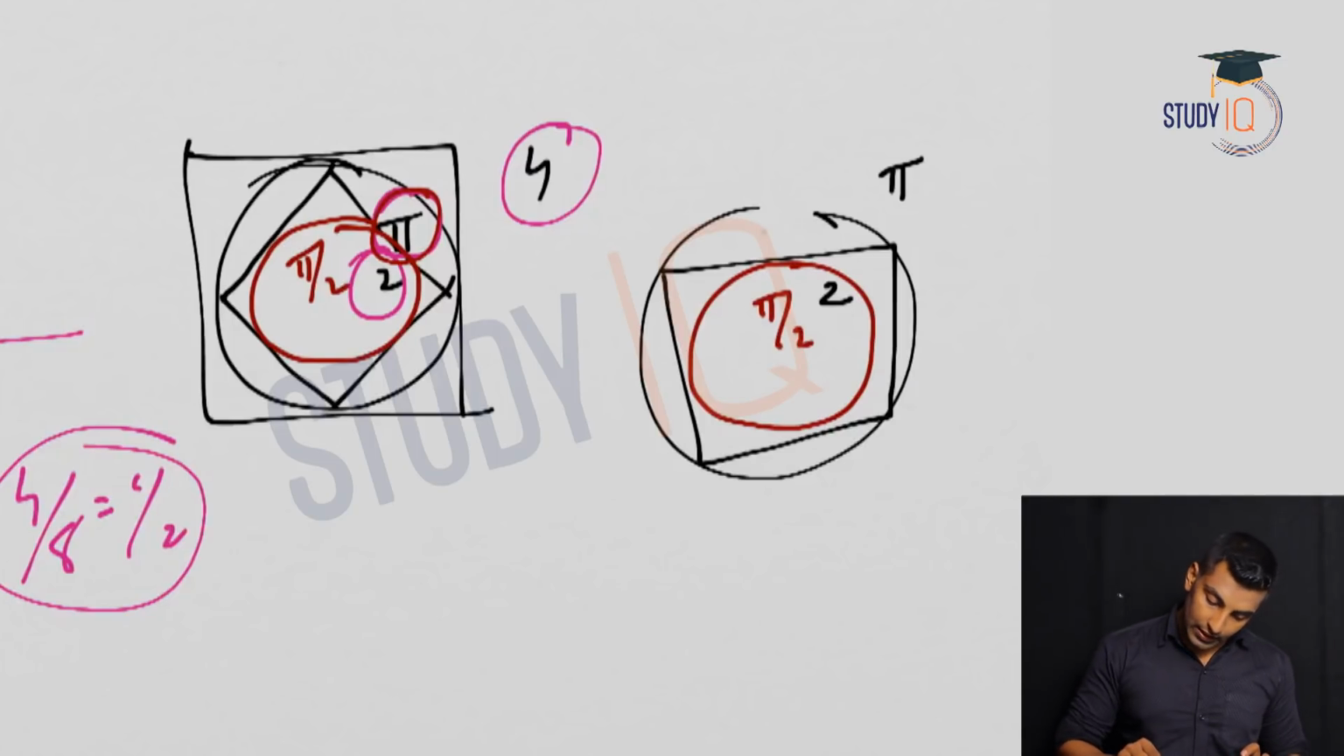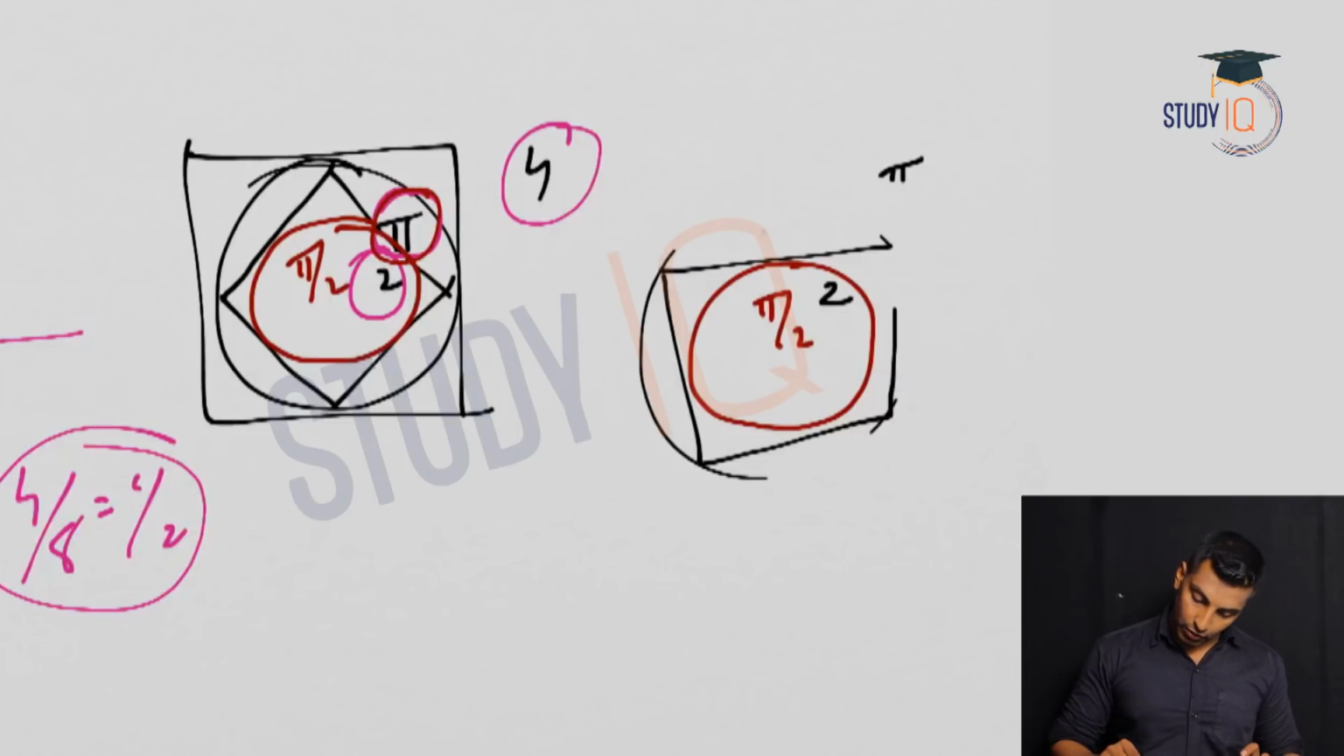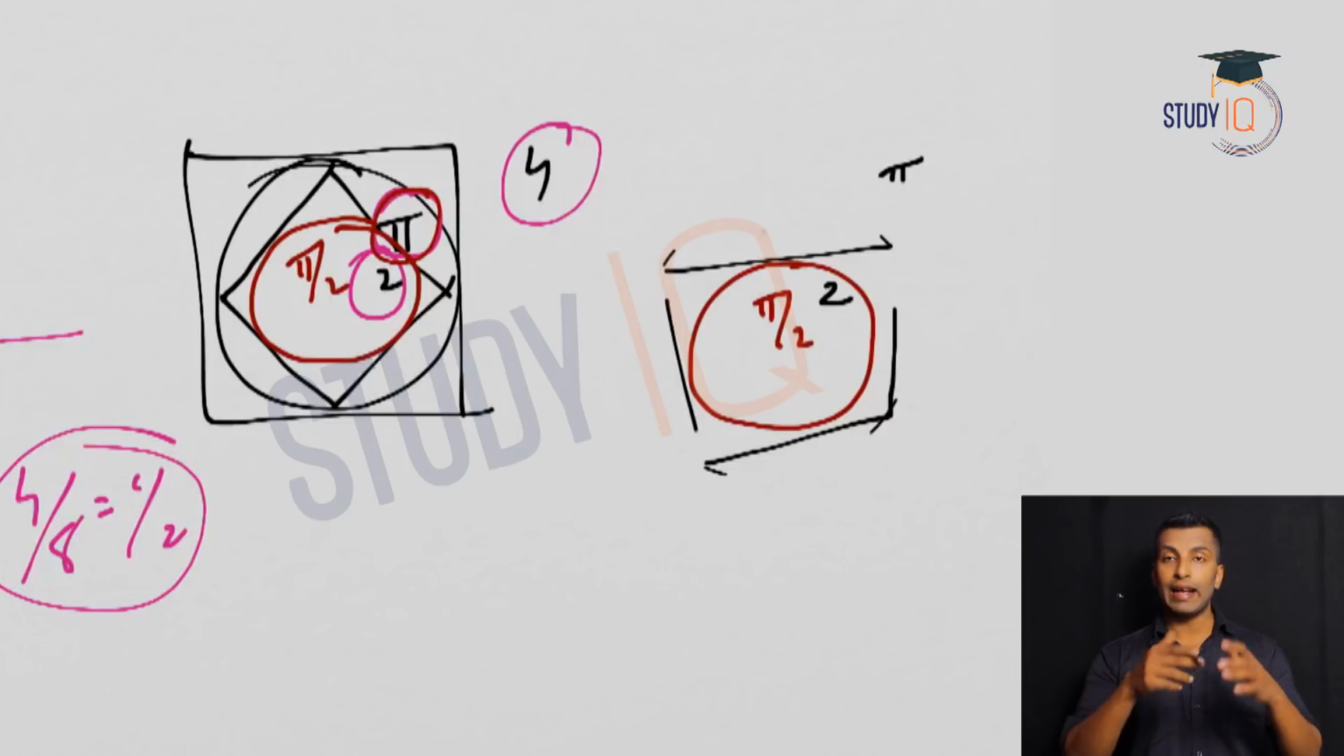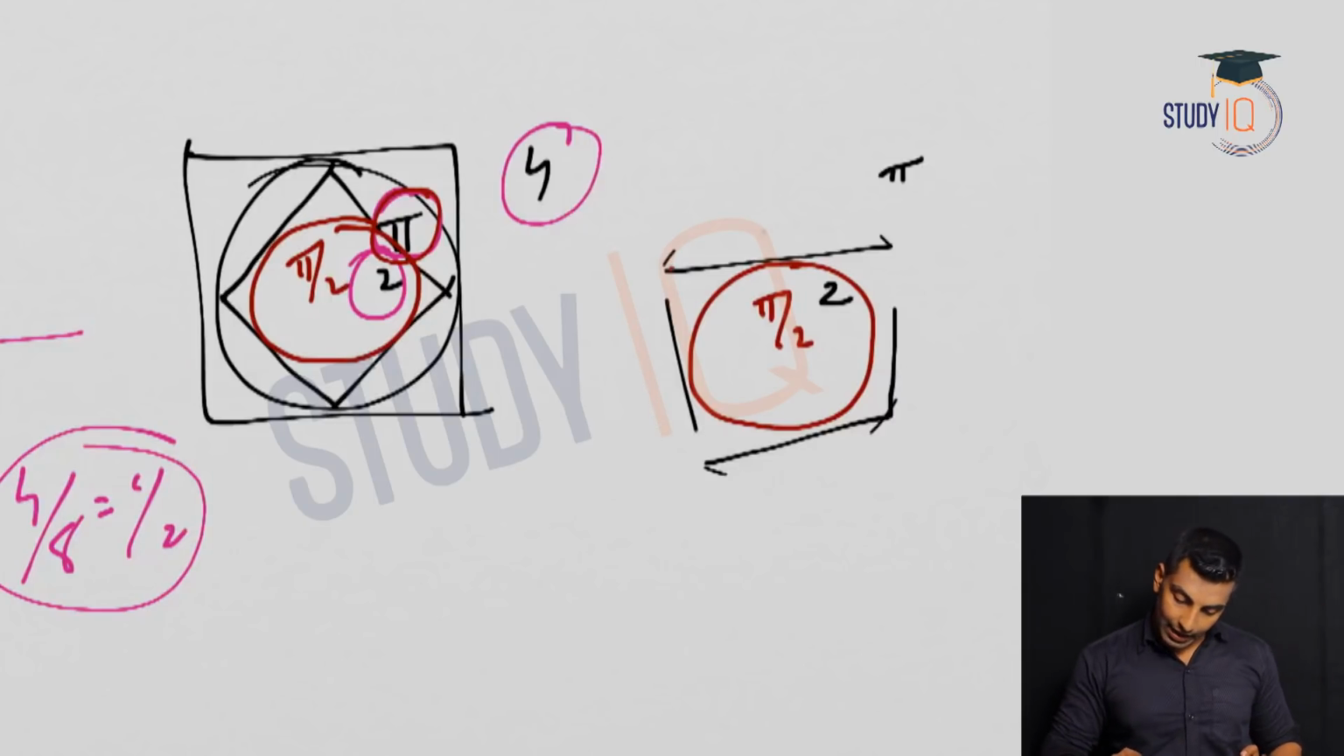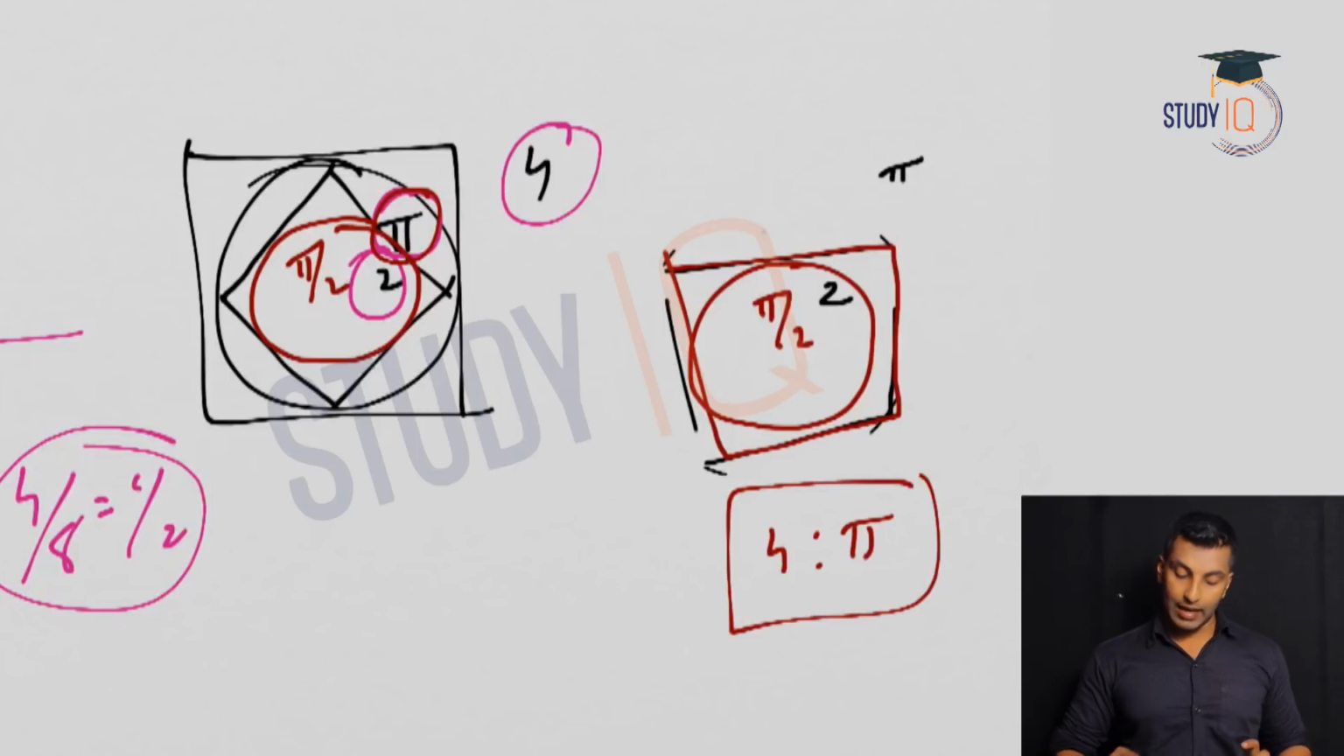Now if you remove this circle which is outside, you will get again the square and the circle, right? With 2 and pi by 2. That is nothing but 4 and pi. The ratio has to be maintained. That's the only thing. Okay.